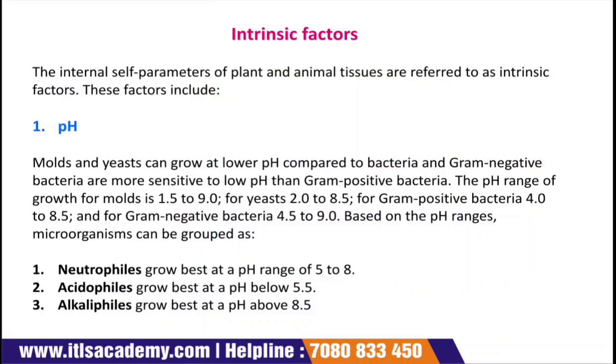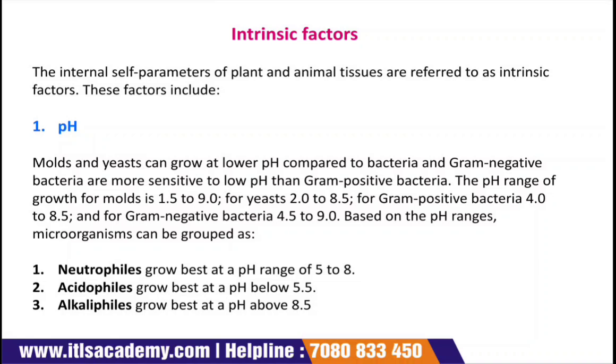So the first is the pH. Mold and yeast, different types of mold and yeast, grow at a low pH. They require a very low pH as compared to bacteria and gram negative bacteria. Gram negative bacteria are more sensitive to pH, but mold and yeast can easily grow at lower pH. The pH range of growth for mold is 1.5 to 9.0, for yeast it is 2.0 to 8.5, for gram positive bacteria it is 4 to 8.5, and for gram negative bacteria the range is 4.5 to 9.0.